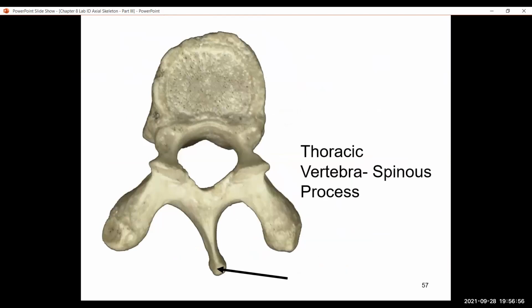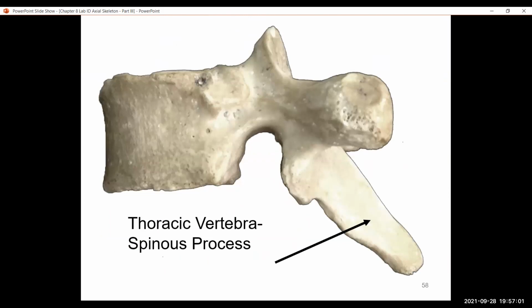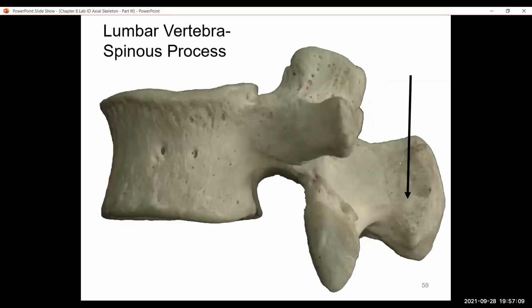Okay, spinous process for the thoracic vertebra. And you can see it on the lateral view here. See how long that spinous process is? Again, thoracic vertebrae have a long spinous process. And then there's a spinous process for the lumbar vertebra.